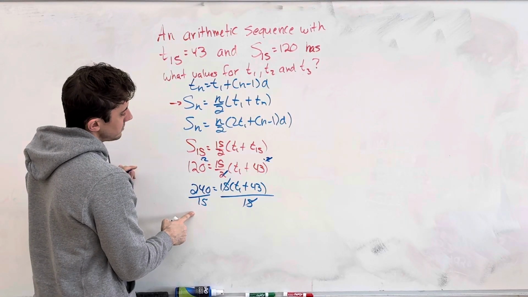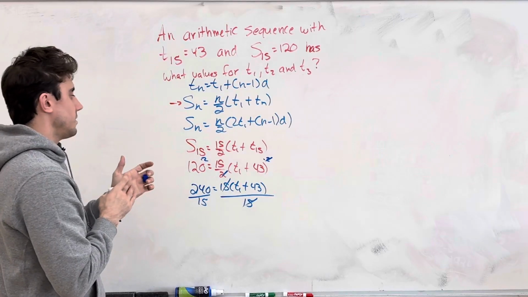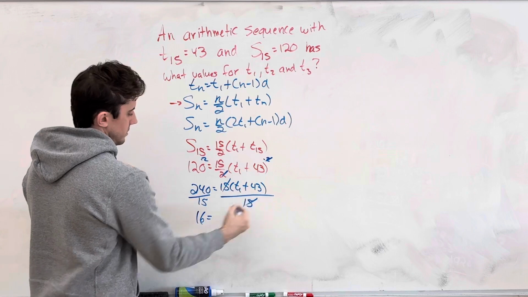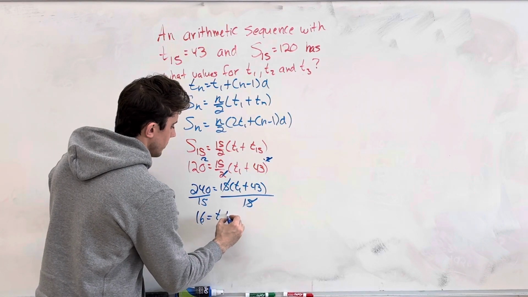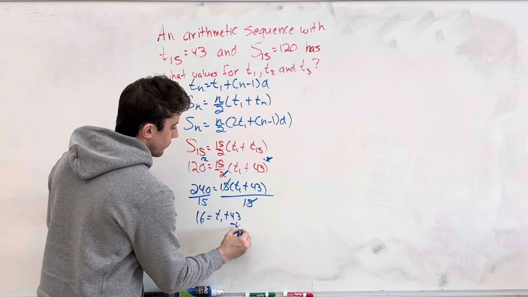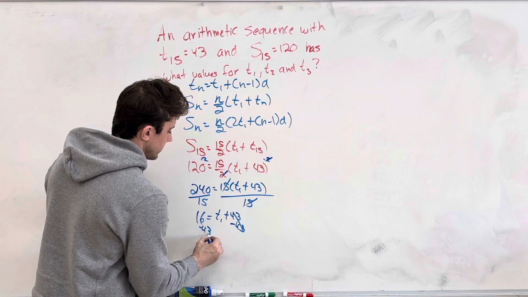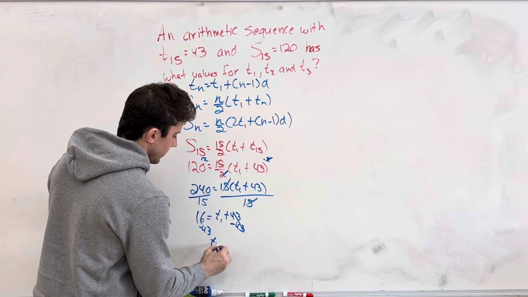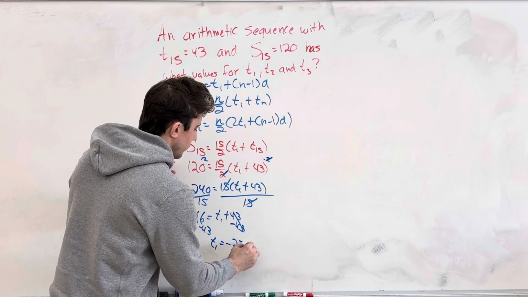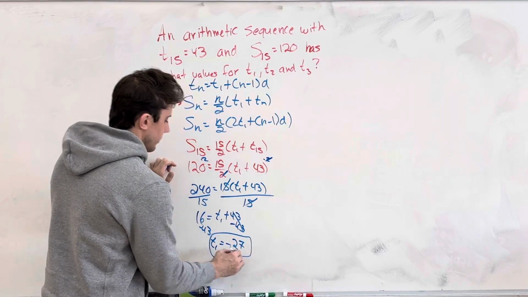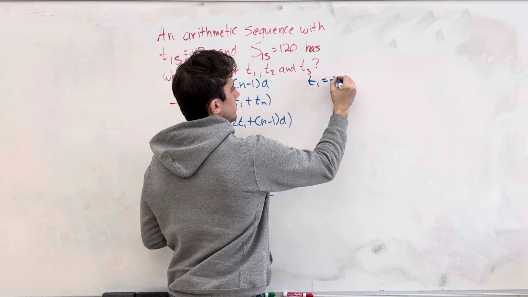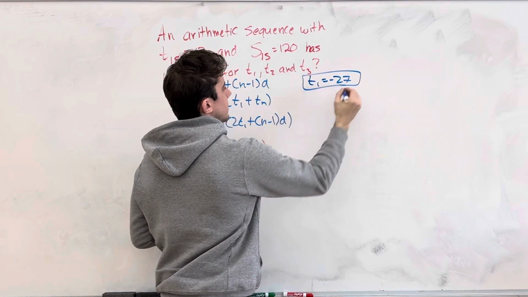240 divided by 15 is 16. So we have 16 is now equal to just the T1 plus 43. And of course, to finish that off, subtract 43 from both sides. And we end up with T1 being 16 minus 43, which is negative 27. Now, that's only T1, right? T1 is equal to negative 27, okay?